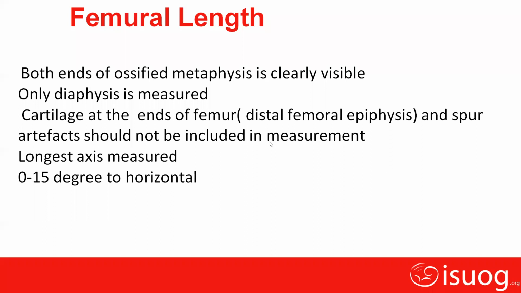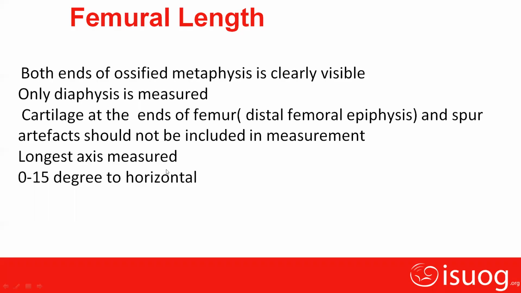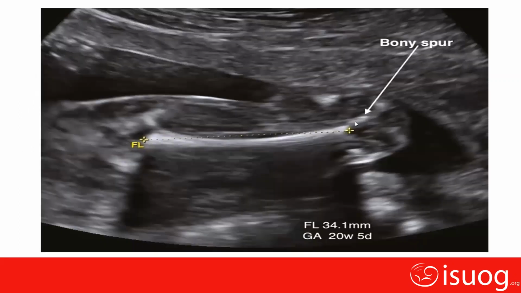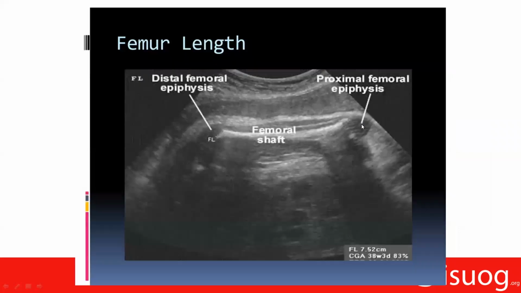The cartilage at the end of the femur, called the epiphysis, should not be included while measuring the FL, and any artifact like spur artifact has to be excluded, and we have to measure the longest axis. It can be parallel, 0 degrees to 14 degrees expected, and more than 14 degrees is not allowed while measuring the femoral length. This is the bony spur, and it should not be included. Only the diaphysis portion is included, not the bony spur, nor the epiphysis. Here again, the distal femoral epiphysis is excluded from the measurement. Here also, this is the epiphysis, and they are not included in the femoral length measurement.